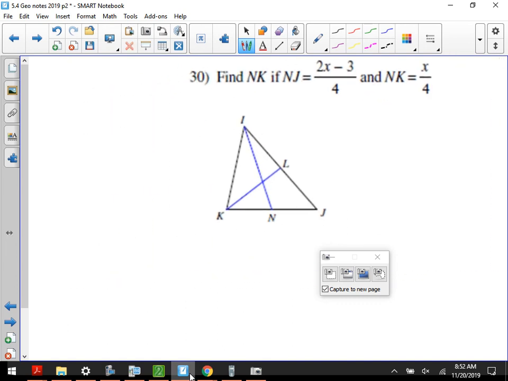We have NJ and NK. NJ is a side, NK is the part. Is point N the midpoint? Yep. So you have to double the NK to equal the whole thing because N is the midpoint. Remember, medians connect vertices to midpoints. That's the vocab we have to understand.